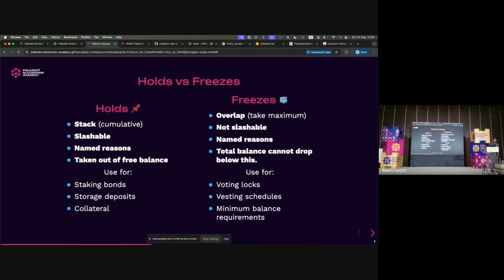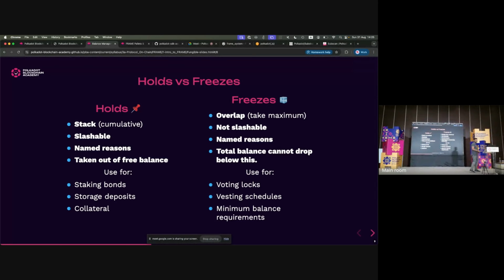Why can we have a freeze on a held balance? He asks, why can we freeze held balance? We can actually. When I'm saying that a freeze puts a condition that your balance cannot drop, it's not the free balance, it's the total balance. It's saying the total balance cannot drop below this value.